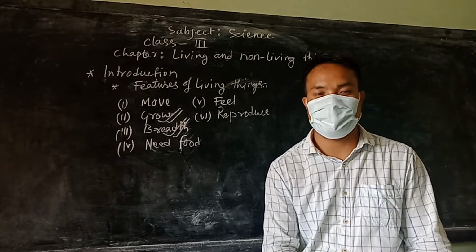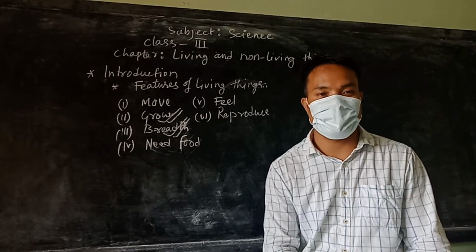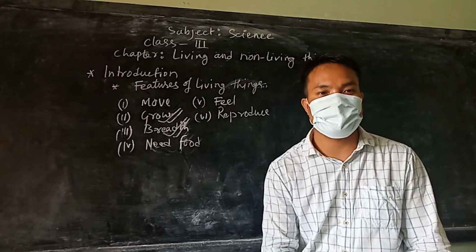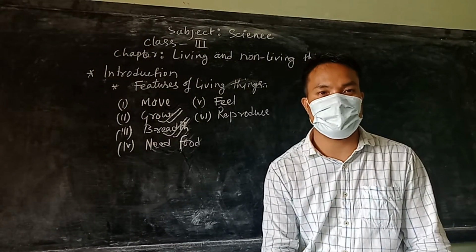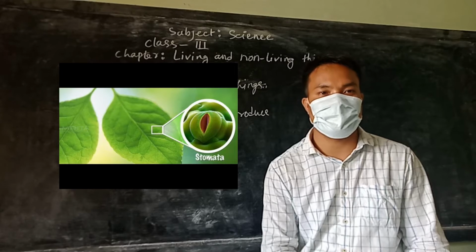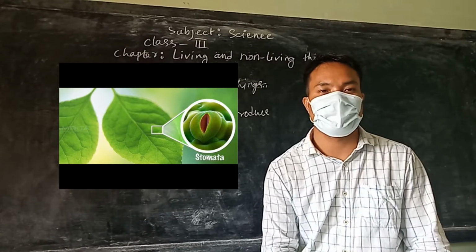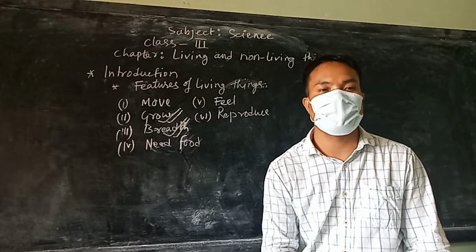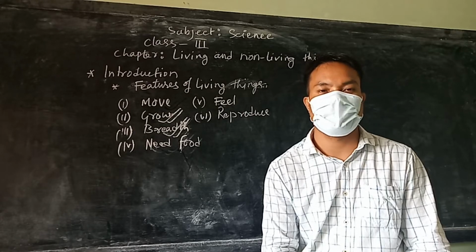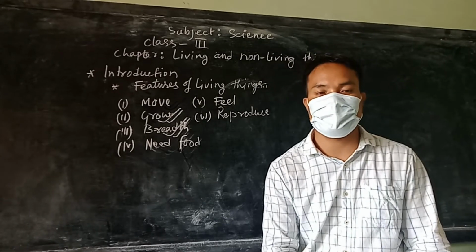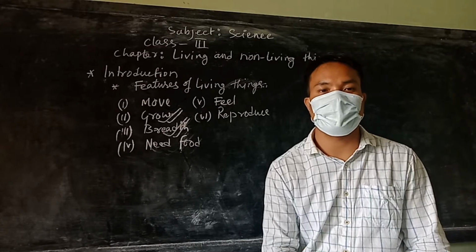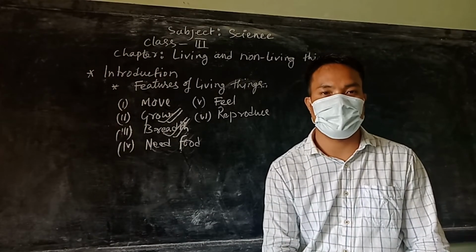Now that's about animals. Now plants also breathe. There is a special structure known as stomata. In plants, they breathe through stomata, and it is present in the leaves. The structure in the leaf. Non-living things do not breathe. For example, table, chair, phone. Okay.